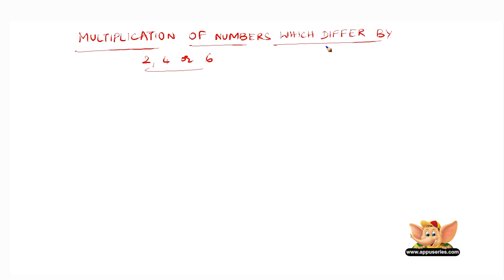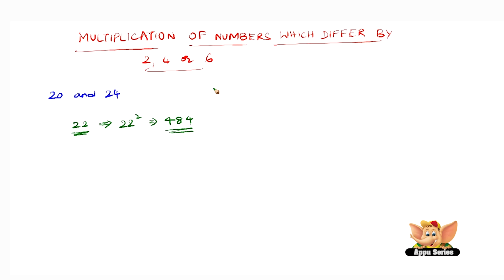Here let us learn how to multiply two numbers which differ by 2, 4 or 6. So say let us take 20 and 24. So these two numbers differ by 4. So let us see how to multiply these two numbers very easily. So the number that is exactly halfway between 20 and 24 is 22. Now what we have to do is square 22, that is 22 square, we get 484.